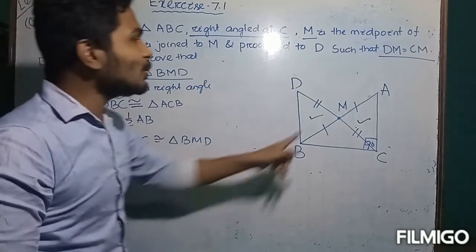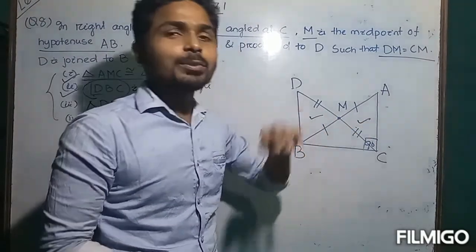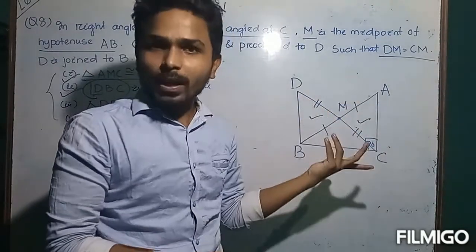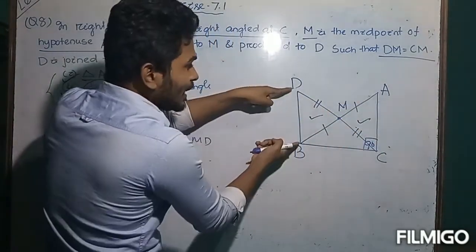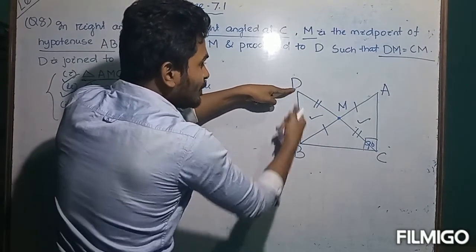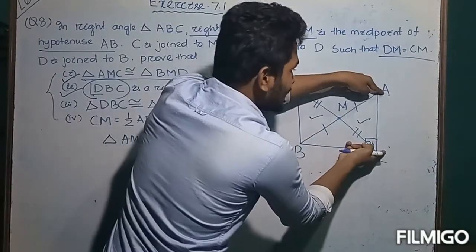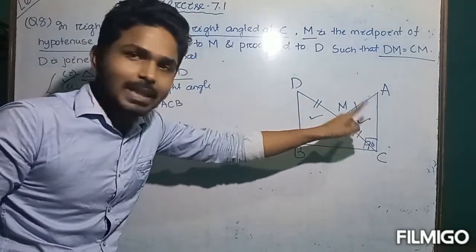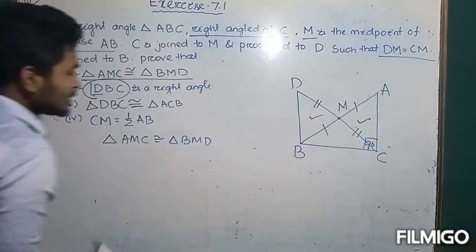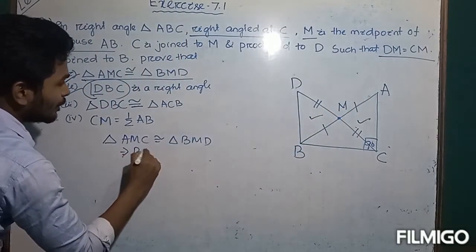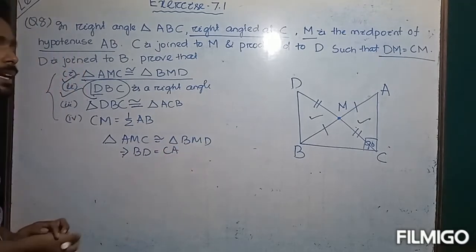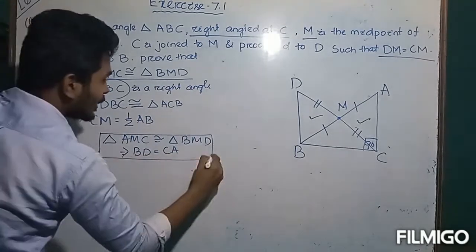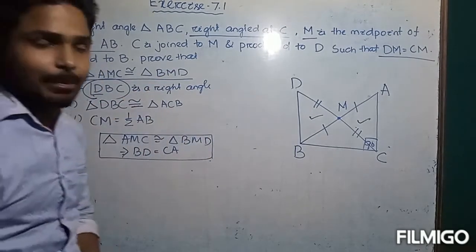Now, if any two triangles are congruent, then according to axiom 7.2, we know that their corresponding sides must be equal. So here we can write that this side BD of the triangle BMD is equal to the side CA of the triangle AMC because they are the corresponding parts of congruent triangles. So BD is equal to CA. Understood? This conclusion we have taken from the first statement.